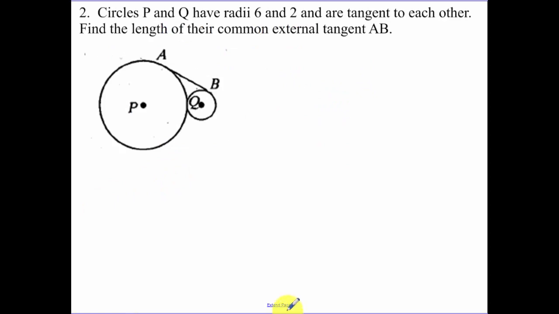In this example, we have circles P and Q, with radii 6 and 12, tangent to each other, and we want the length of their common external tangent AB. So I'm looking for the length of AB. Let's think about what we know here. We know PA is equal to 6, QB is equal to 12, and they are tangent, so that length is going to be 12 plus 6, because each of those lengths are radii, so that is equal to 18.